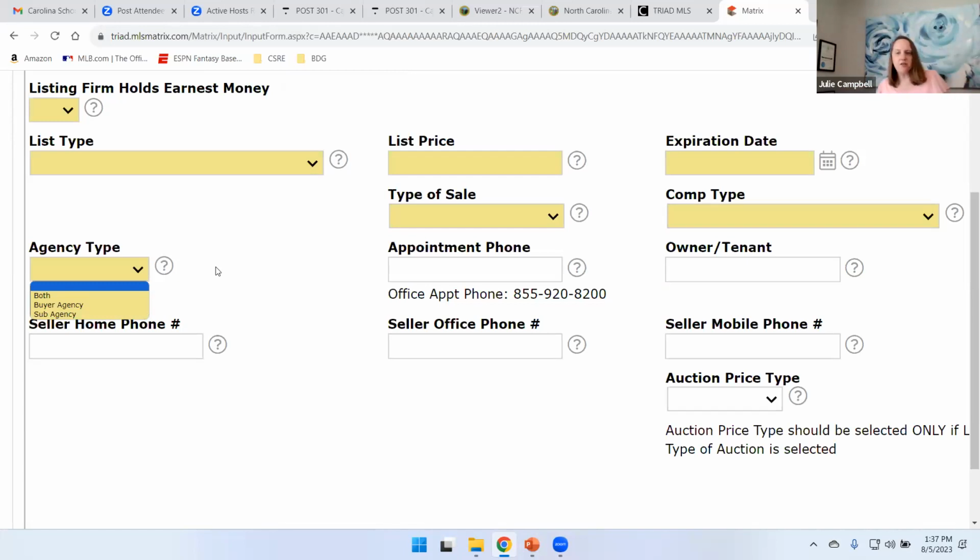So again, you're working with an unrepresented buyer, and you go into the MLS on 123 Main Street, and under agency type, it says buyer agency only. Can you, the seller sub-agent, bring your buyer to this transaction? No, because it says what type of agency is allowed? Buyer agency. So we need to be looking in the MLS to see those specifics.